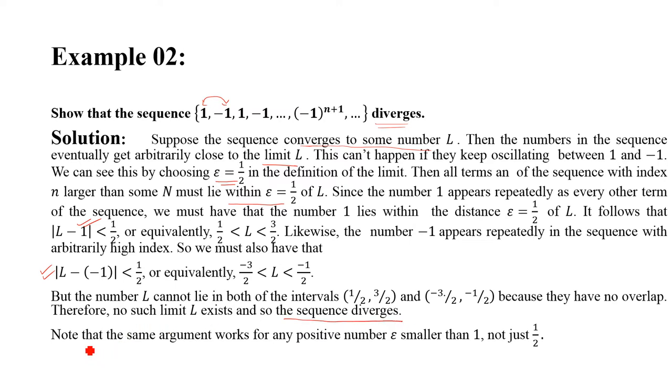And as I told you in the middle of the solution, the same argument works for any positive number epsilon, not an integer, positive number epsilon which is less than 1. So this is not just the case for epsilon equal to 1 over 2. You can try it for any epsilon which is less than 1 and positive.